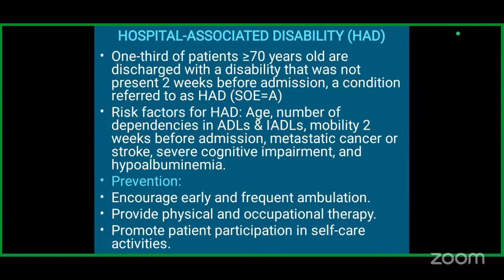The mobility 2 weeks before admission, metastatic cancer or stroke, severe cognitive impairment, and hypoalbuminemia are also risk factors for hospital-associated disability. Prevention is mainly through encouraging the elderly to do early and frequent ambulation, providing physical and occupational therapy, and promoting patient participation in self-care activities.